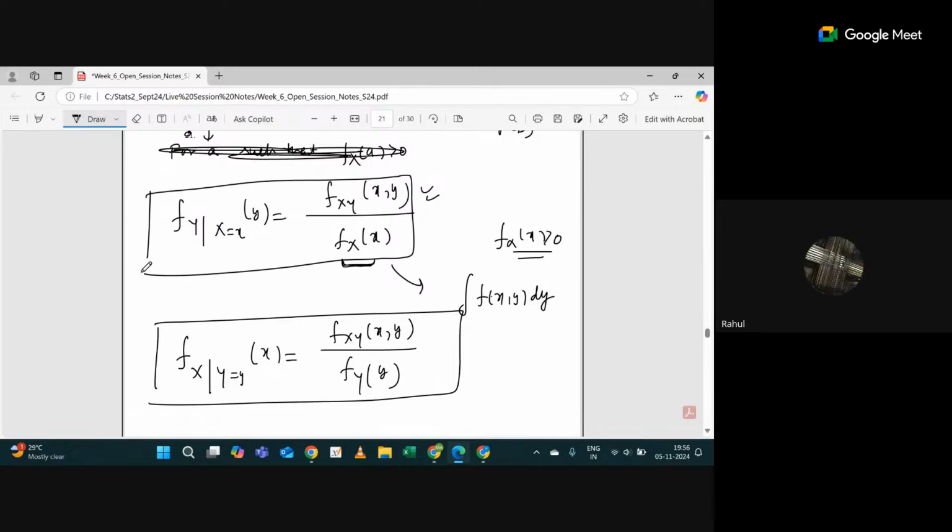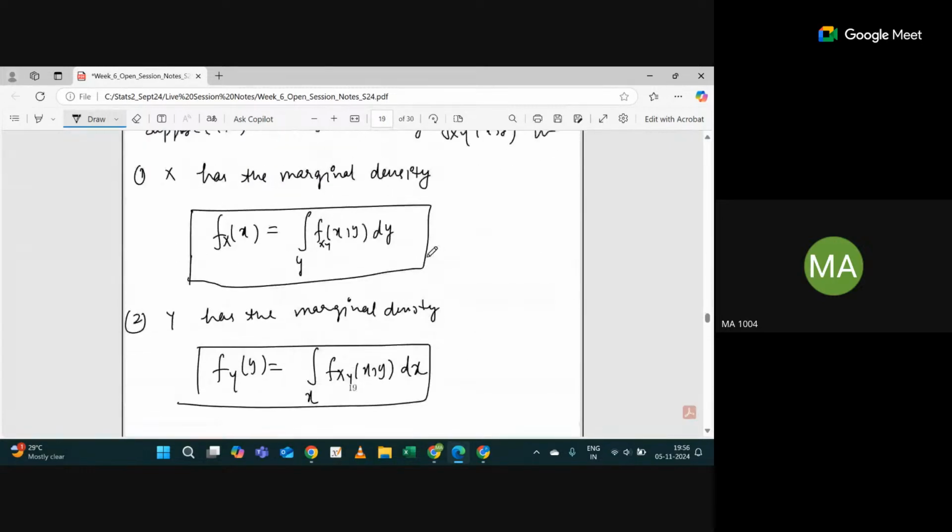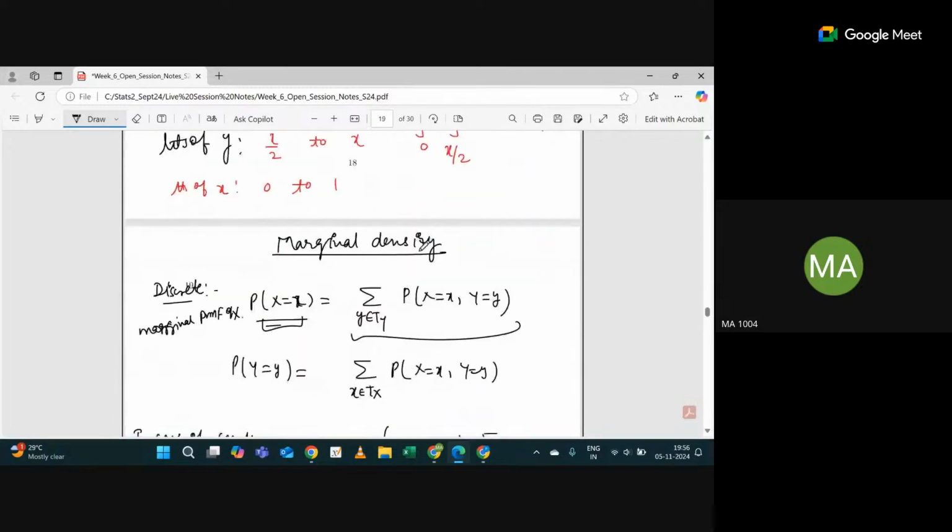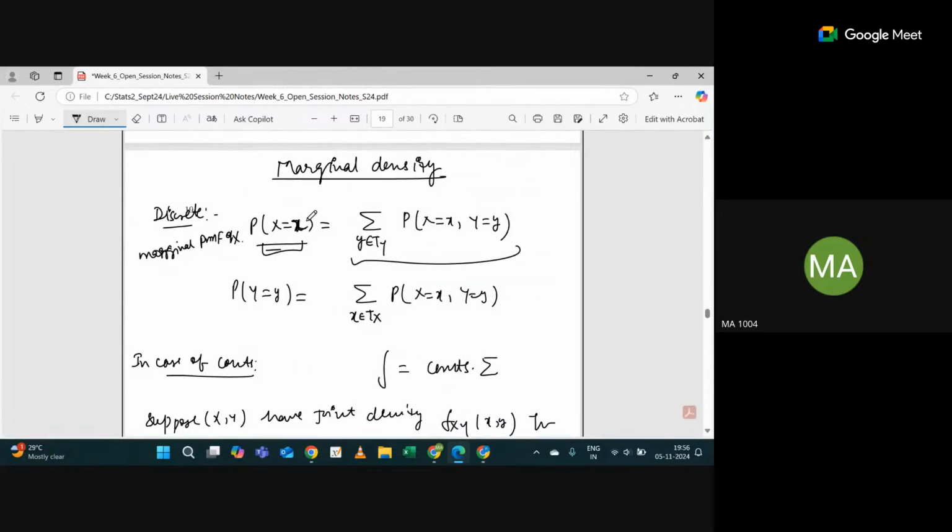For the marginal, is it with respect to dy or dx? It's dy, right? You want to find the marginal density of X. To find the marginal density of X, what will you do? In the case of discrete, what are you doing? You are summing over y. That means in the case of continuous, you will integrate with respect to y.